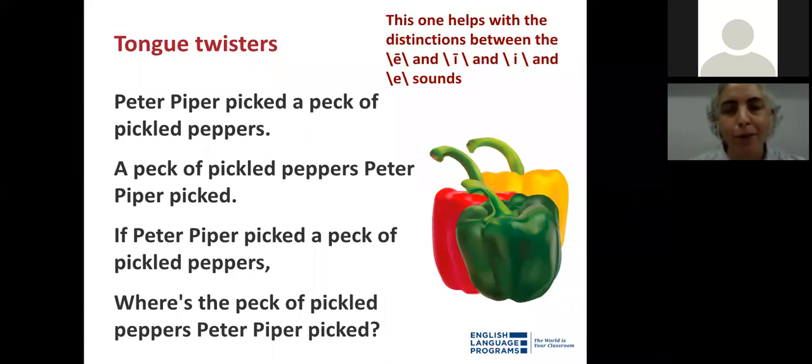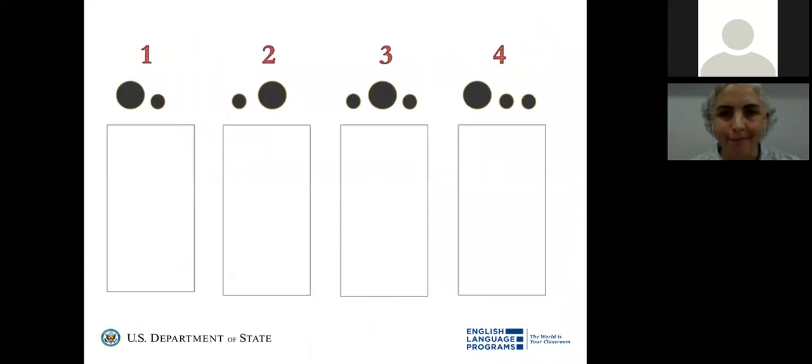Okay, so let's all practice this one together as fast as we can. Here we go. Peter Piper picked a peck of pickled peppers. A peck of pickled peppers Peter Piper picked. If Peter Piper picked a peck of pickled peppers, where's the peck of pickled peppers Peter Piper picked? Okay, so a good way to practice a lot of vowel sounds.